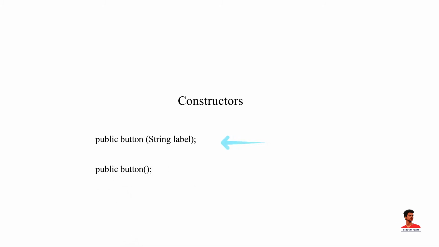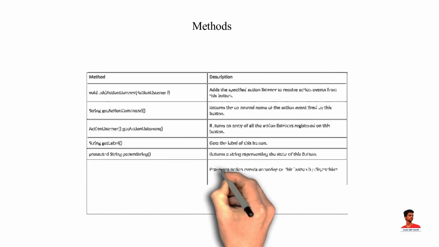The first constructor creates a button object with the given label painted over the button. The second constructor creates a button object with no label. These are the methods of button component.